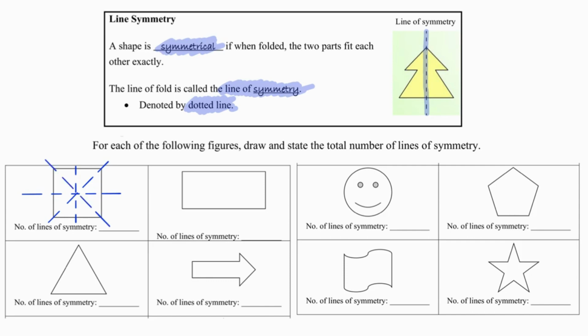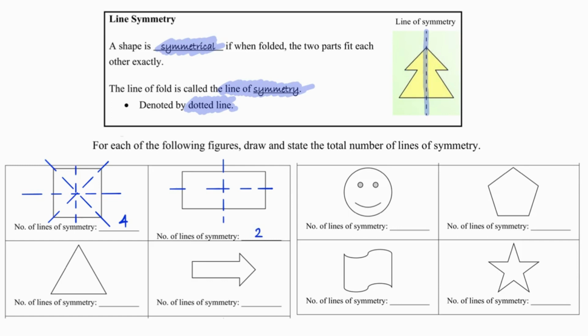So in this case, number of lines of symmetry, 4. As for the rectangle, there's only 1 and 2. The diagonals actually is not a line of symmetry. So if you fold an A4 size paper, you would realize that by folding the diagonal, it will not lead to 2 equal parts that are exactly opposite to one another. So in this case, there's only 2.